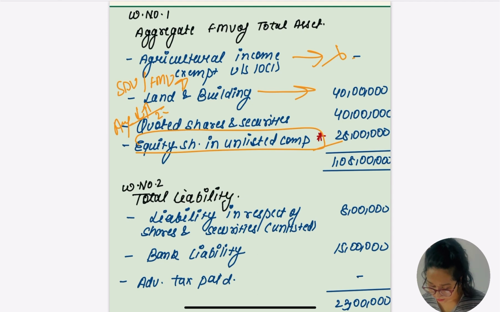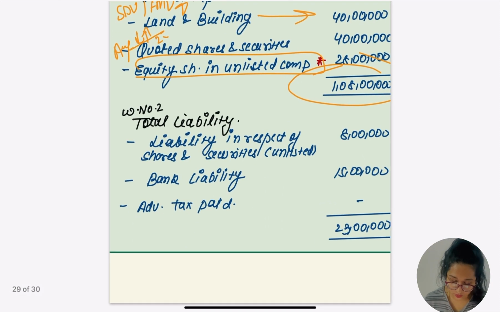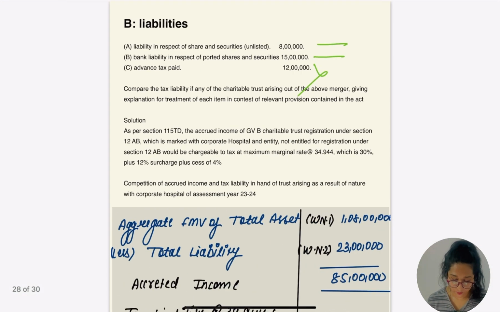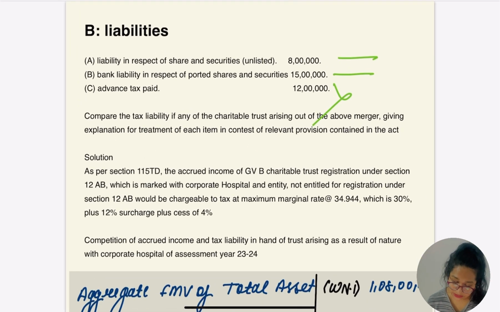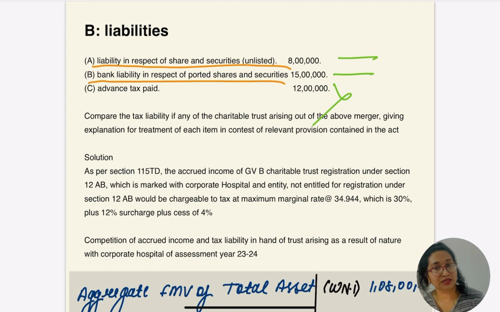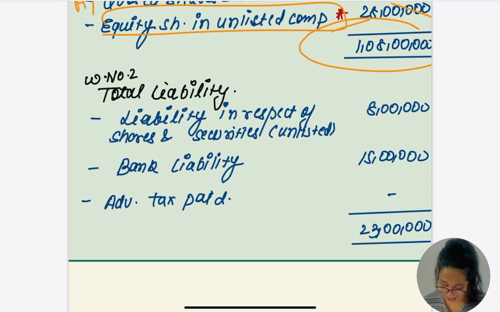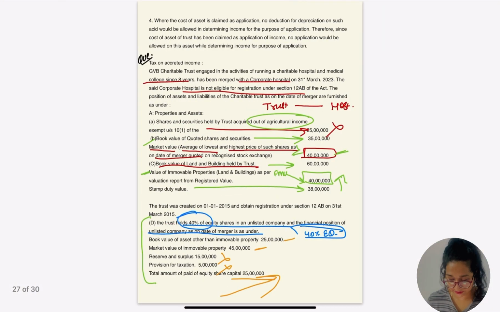Okay, so let's do the calculation, guys. We have total asset of 108 lakh. Okay, this is 108 lakh. So let's go for the total liability now. As I told you, in liability we have taken the liability in respect of shares, which is 8 lakh, and for the bank liability again we have taken this 15 lakh. So what about the advance? No, we are not going to take this. Okay, so we have liability 23 lakh. Okay, so we have taken this part.